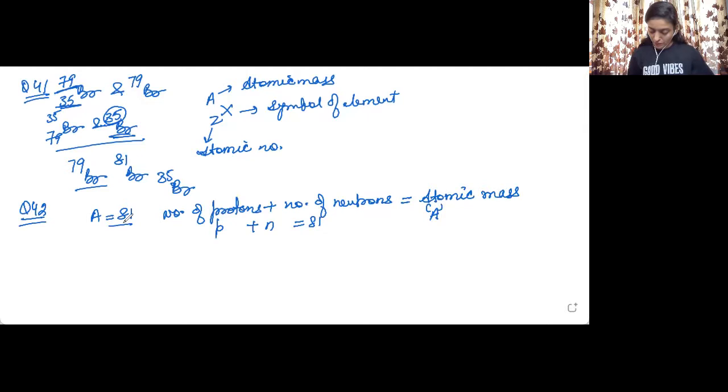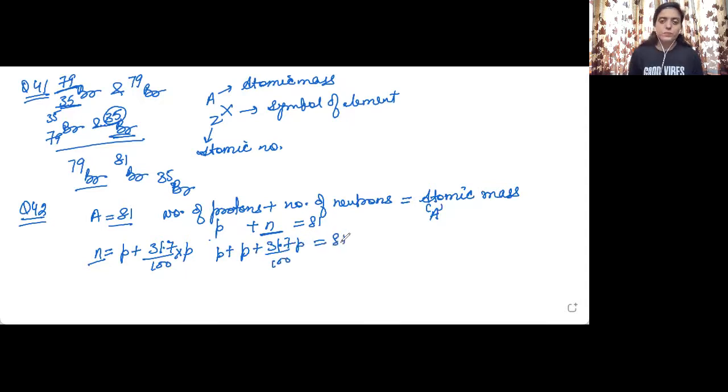Now, from the statement, the number of neutrons is 31.7% more than the number of protons. So the number of neutrons will be equal to P plus 31.7 upon 100 multiplied by P. Now just put this value of n in the equation: P plus 31.7 upon 100 P equals 81.